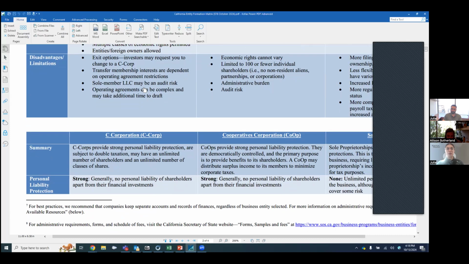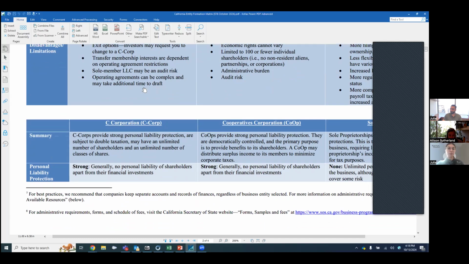And then transferring membership interests can be a little tricky and depend on the operating agreement. So the agreement that you form to run your business, that kind of governs how you run the business. And so that would likely dictate how transferring of membership interests would occur. And then again, those operating agreements can be complex and may take time to draft.